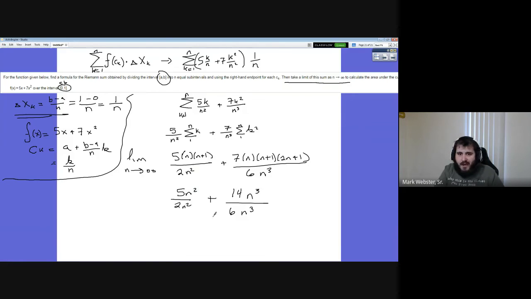But what's going to happen to those n's? They better cancel out because I'm trying to get an area, right? The n's should go away, right? They cancel out here. I'm left with 5 halves. They cancel out here. I'm left with 14 over 6, and then if I add those up, 5 halves plus 7 thirds, so 15/6 plus 14/6 is 29 over 6.